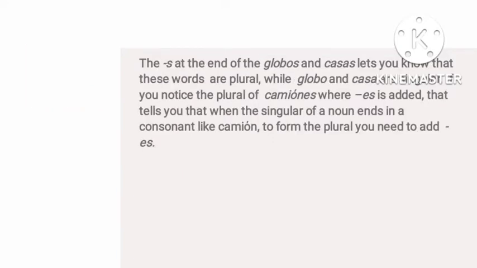The S at the end of globos and casas lets you know that these words are plural, while globo and casa are singular. If you notice the plural of camiones, where ES is added, that tells you that when the singular of a noun ends in a consonant like camión, to form the plural, you need to add ES.